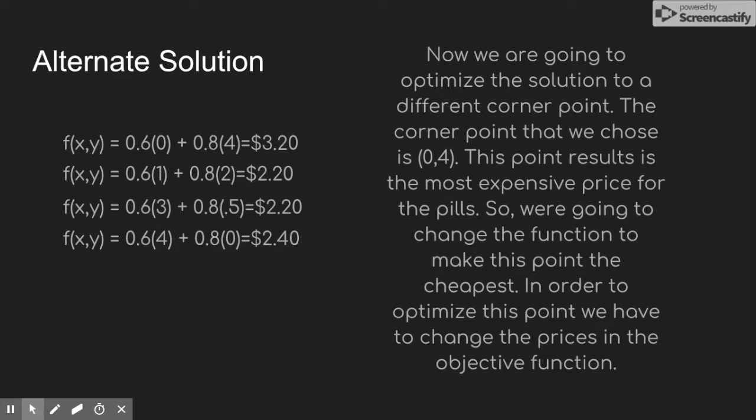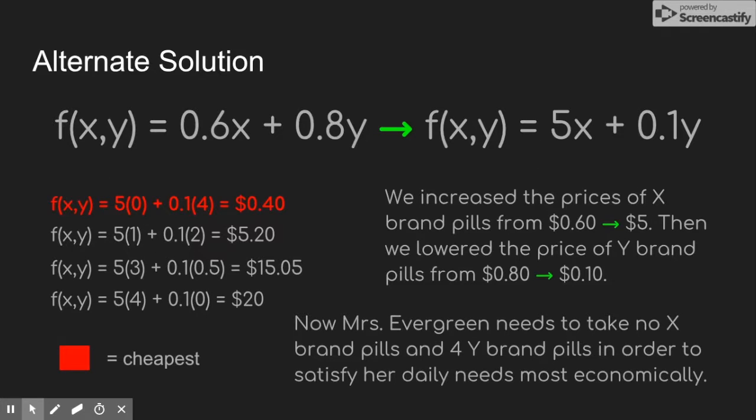Now we're going to optimize the solution to a different corner point. The corner point that we chose is (0, 4). This point results in the most expensive price for the pills, so we're going to change the function to make this point the cheapest. In order to optimize this point, we have to change the prices in the objective function.